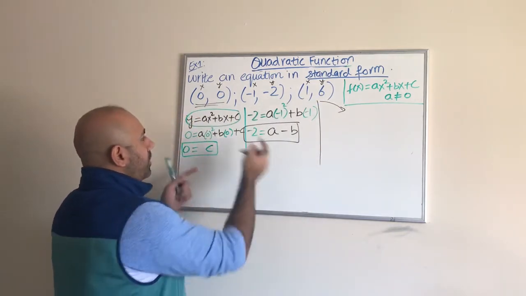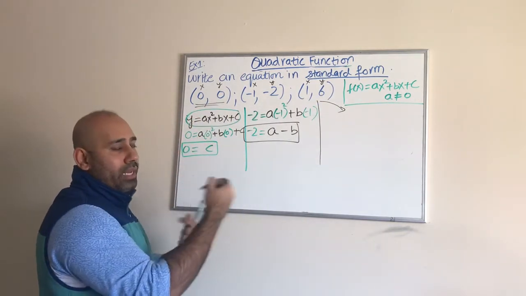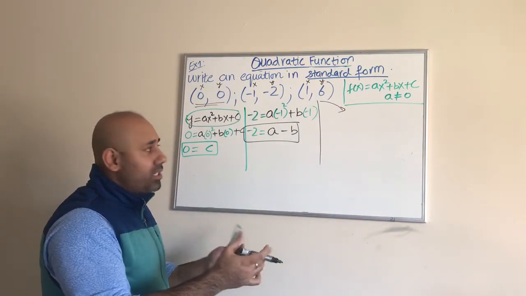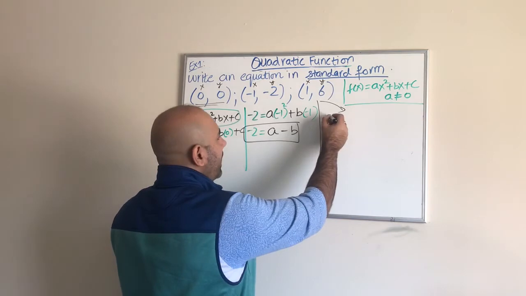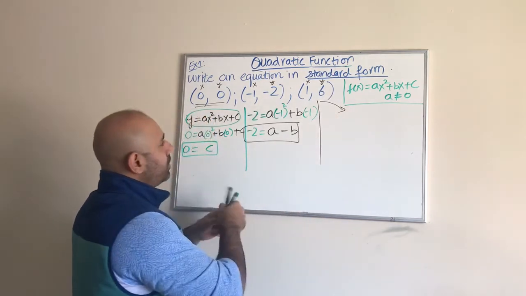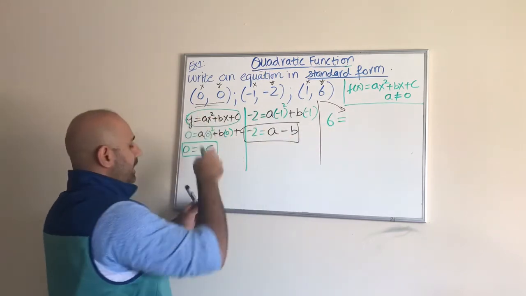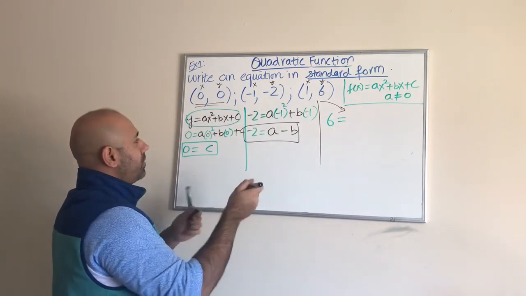For the third point, we do the exact same thing. We substitute for y and x on the left hand side and the right hand side and see what that leads us to. So here, I have +6 on the left for y, and then I have ax squared plus bx. I don't have to worry about the c.